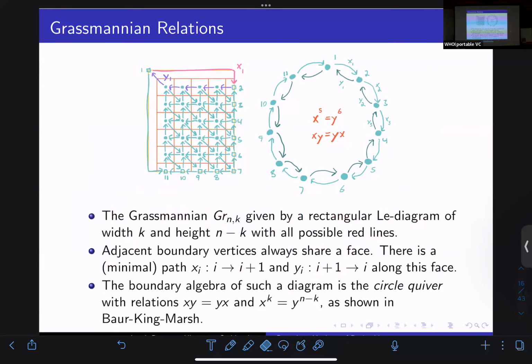I said a little bit earlier that we already understood the Grassmannian case. I'm going to say more about what this means now.